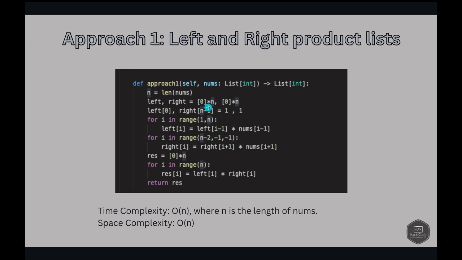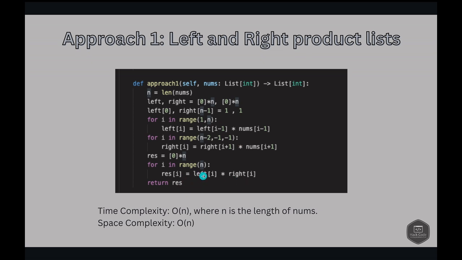So here in the code, we have n initialized to the length of nums, and then we are initializing the two arrays left and right with the length of the given nums. We're keeping left of 0 and right of n minus 1 as 1, since we don't have any elements further in both cases. We populate left in this loop and right in this loop, and then we use an array result to store the result. Result of i would be left of i times right of i, as discussed, and then we return the result.